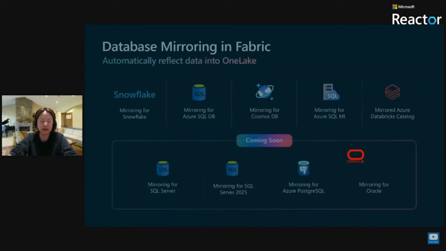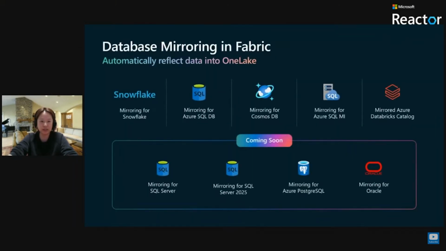And also, besides Oracle, we are adding more data sources. Currently, database mirroring supports Snowflake, SQL DB, Azure SQL DB, Cosmos DB, SQL MI, and Databricks. We are adding more data source support over time. Several more are coming very, very soon, in addition to Oracle, like SQL Server and SQL Server 2025, the latest version, and Azure Database for PostgreSQL. Those sources will be available soon as well.